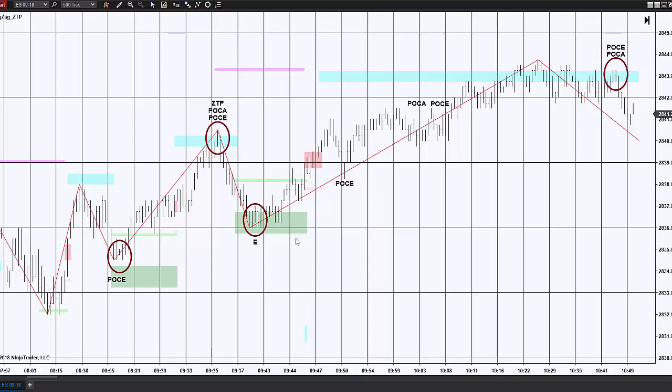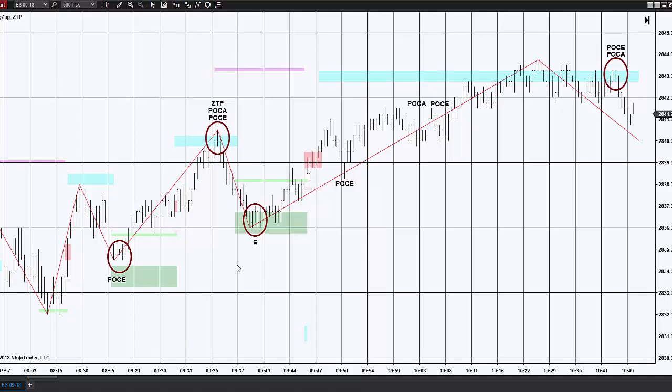So these moves are significant, and this was something that I had looked at 12 years ago and completely had forgotten about until a customer asked me about using higher time frames, and I brought it back and realized the importance of it.